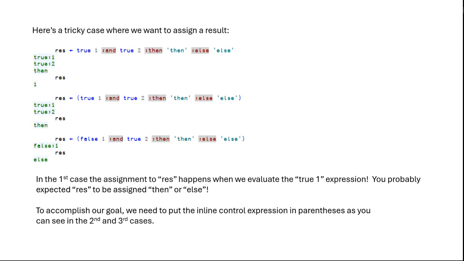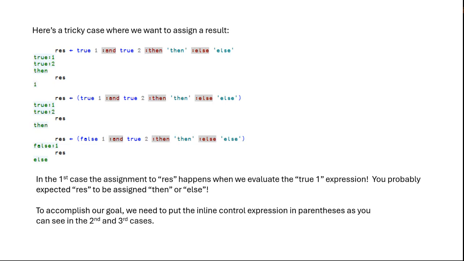And the reason is that the way the control structures are executed, in the entire expression res is assigned true 1, true 1 is the expression to the left of the and statement that gets evaluated. So we're assigning res to the value of the left argument to the and keyword. That's why res is being assigned 1. And that's not what you want to do. But you can make this produce the result you want using parens.